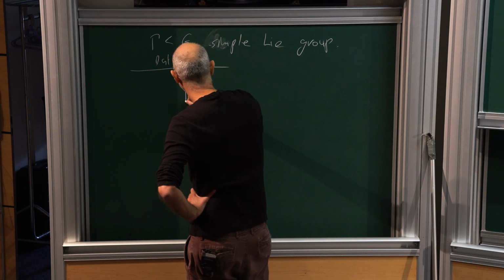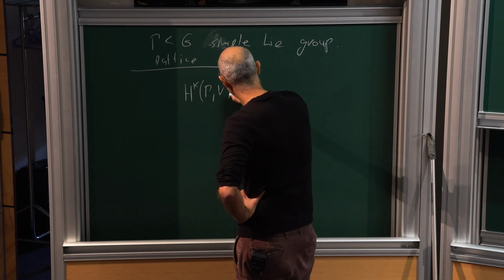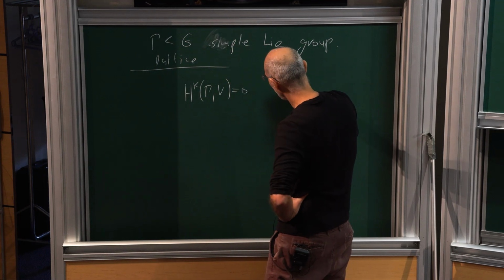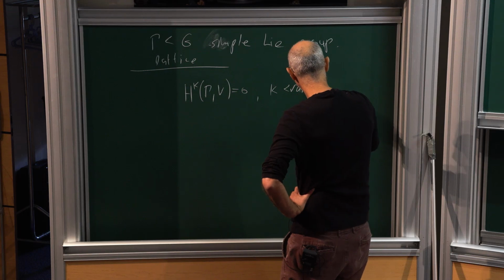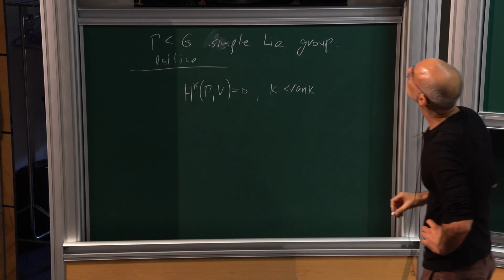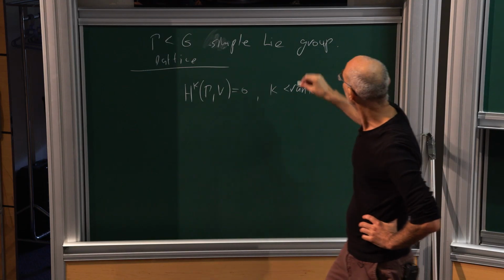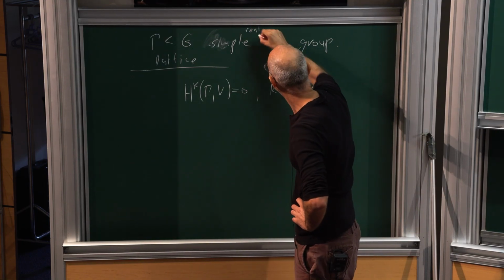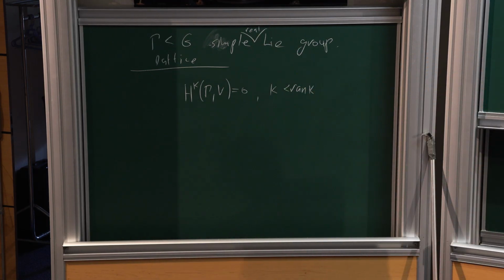So again, H^k of gamma with coefficients in V, or of G, is 0 for k below the rank. That's a real Lie group? Sorry? Yes, this is real. I use "Lie" in different meanings at different times.